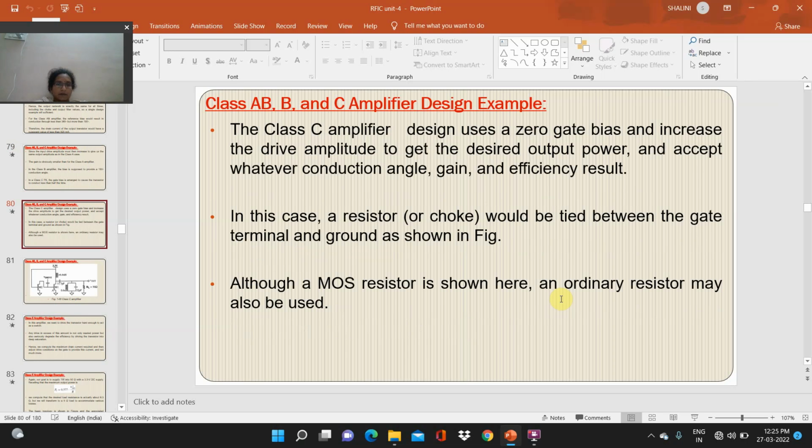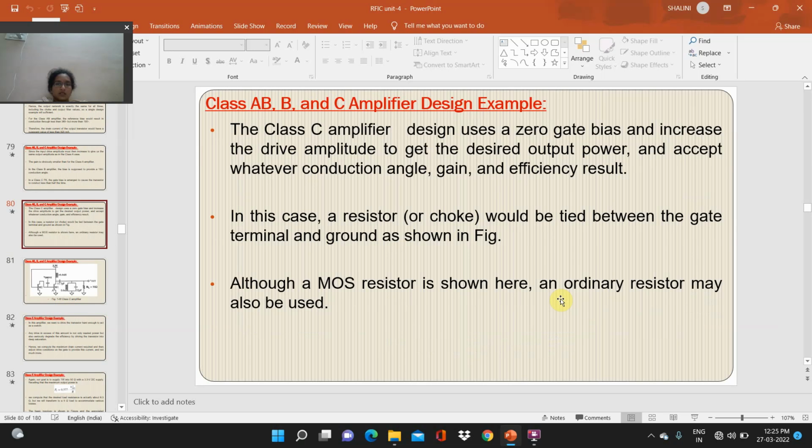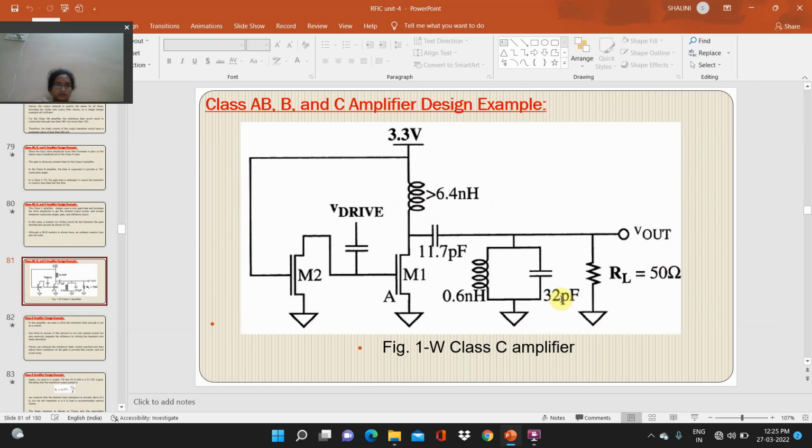The class C power amplifier design uses a zero gate bias and increases the drive amplitude to get the desired output power, and accepts whatever conduction angle, gain and efficiency result. In this case, a resistor would be tied between the gate terminal and ground as shown in the figure. Although a MOS transistor is shown here, an ordinary resistor may also be used. 1 watt class C amplifier block diagram, M1, M2.